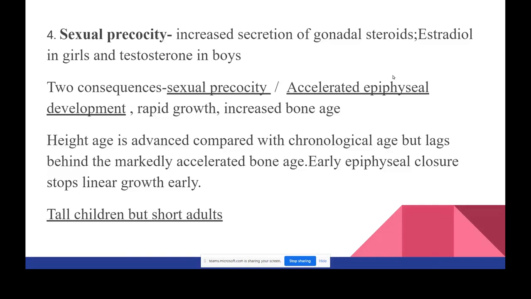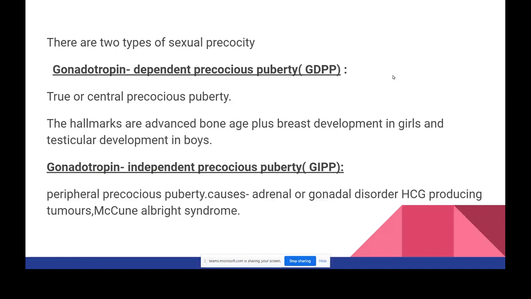There are two types of sexual precocity. One is gonadotropin-dependent precocious puberty, which you call true or central precocious puberty, and that of course operates through the hypothalamic, pituitary, and gonadal axis; it comes from the top. The hallmarks are advanced bone age plus early secondary sexual characteristics: in girls, breast development, axillary hair, and pubic hair, and in boys, increased testicular size with the other secondary sexual characteristics early. So this is GDPP, gonadotropin-dependent precocious puberty.